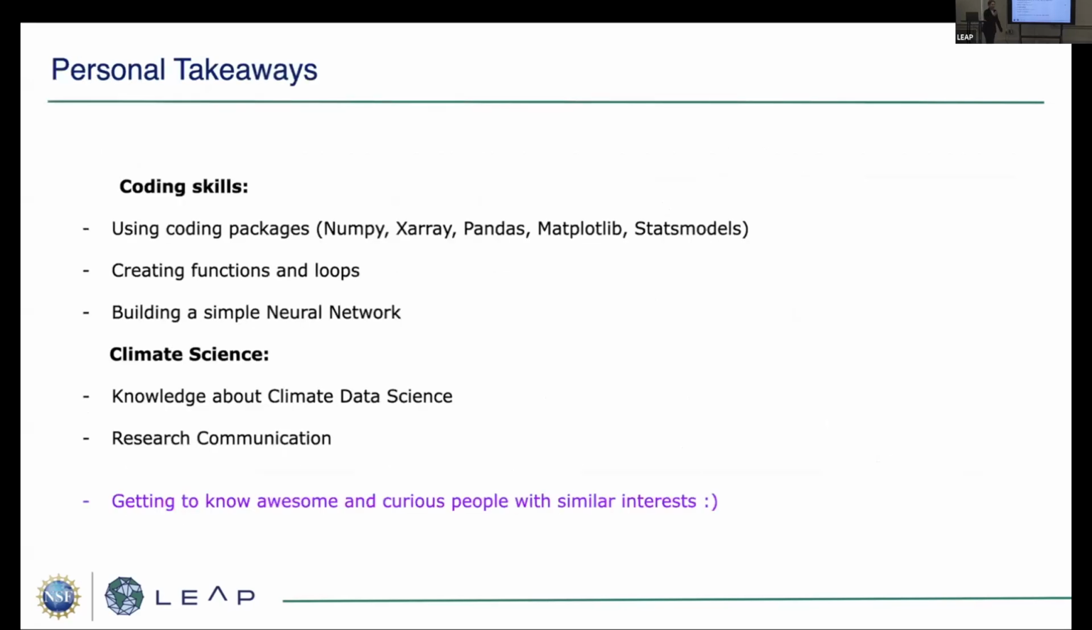And so very quickly, personal takeaways. I didn't know how to code at all before this summer, so all the coding I've learned was a really big takeaway. All the knowledge about climate data science, research communication, and then getting to know some really awesome and curious people who have similar interests.